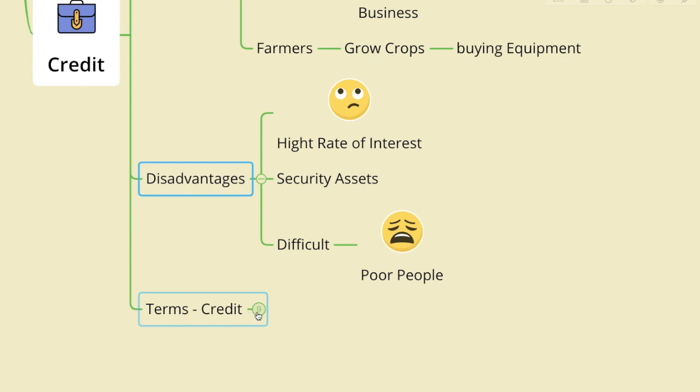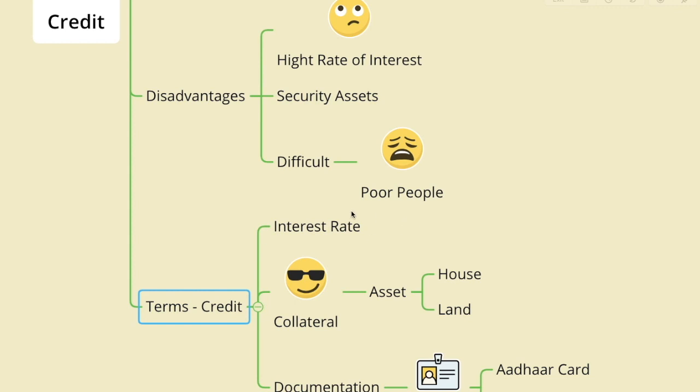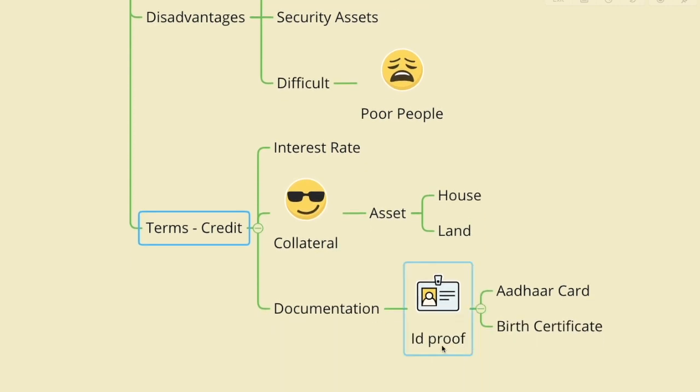Terms of credit. So what does it take to get a loan passed? First, you have to accept the interest rate. Second, collateral. Now, you have to keep some documents with the bank, either of the house or of the land, in order to get a loan from the bank. And thirdly, documentation. You should have valid ID proof such as Aadhaar card, PAN card, birth certificate, etc.